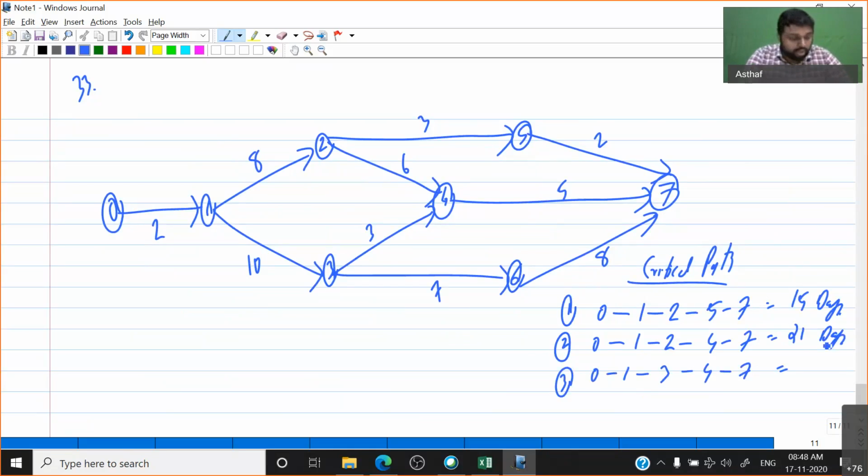Next path: 0 to 1, 1 to 3, 3 to 4, 4 to 7. So what will come? 2 plus 10, we will have 12. 12 plus 3, we will have 15. 15 plus 5, we will have 20 days.